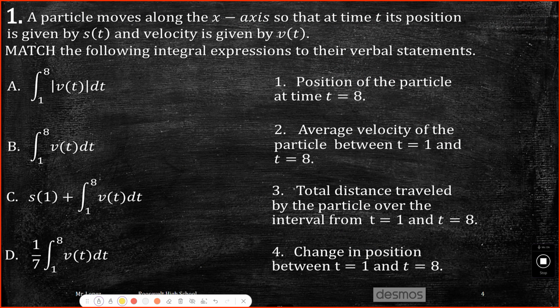Number 1, let's go from 1 on it. It should be pretty straightforward here. We're just doing an example of it. A particle moves along the x-axis, so that at time t, its position is given by S of t and its velocity is given by V of t. Match the following integral expressions to their verbal statements. A, the integral from 1 to 8 of the absolute value of V of t dt. What matches with that one? Don't say anything. Let's go. Copy it down, and then I'm going to ask one of you to match it up.